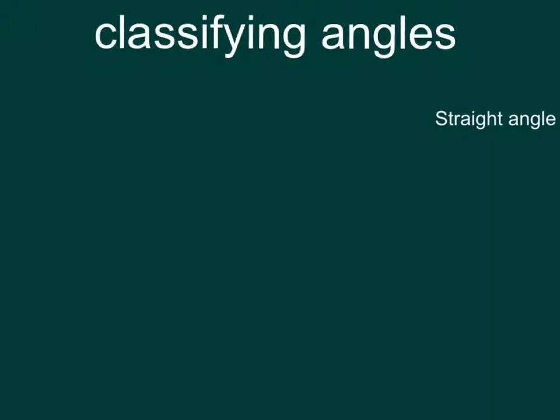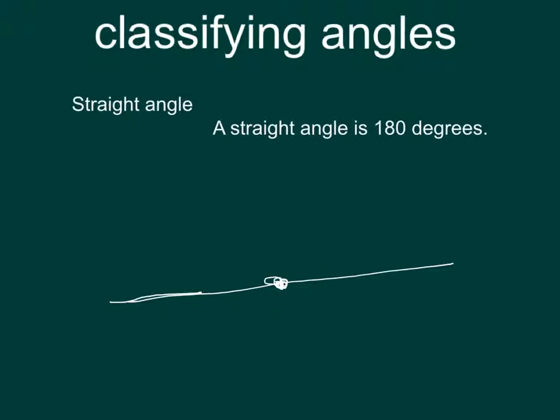Finally, we have a straight angle. And a straight angle looks straight. And a straight angle is 180 degrees. Okay, so it's halfway around a circle. It's 180 degrees.